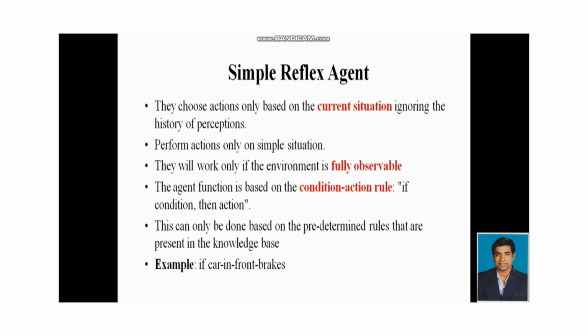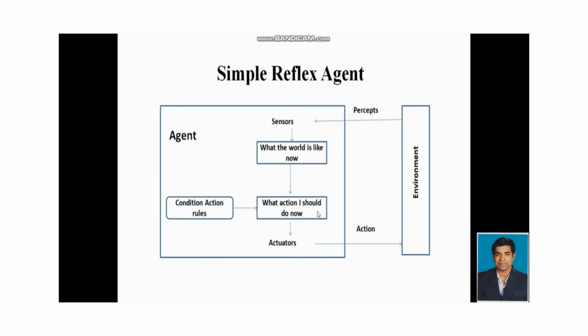The agent function is based on the condition action rule: if condition, then action. This can only be done based on the predetermined rules that are present in the knowledge base. Example: if the car in front brakes, then brake. In the simple reflex agent diagram, the agent consists of sensors and actuators.